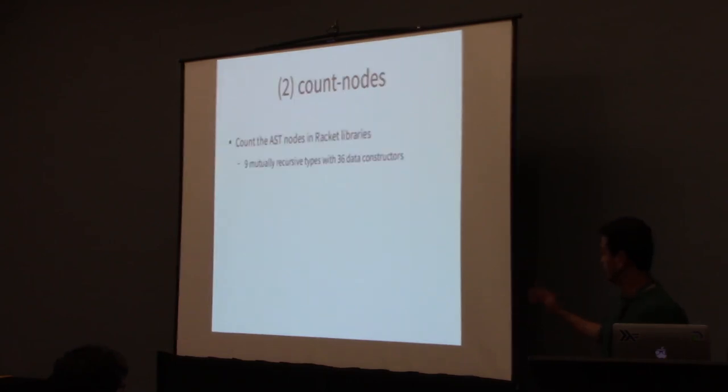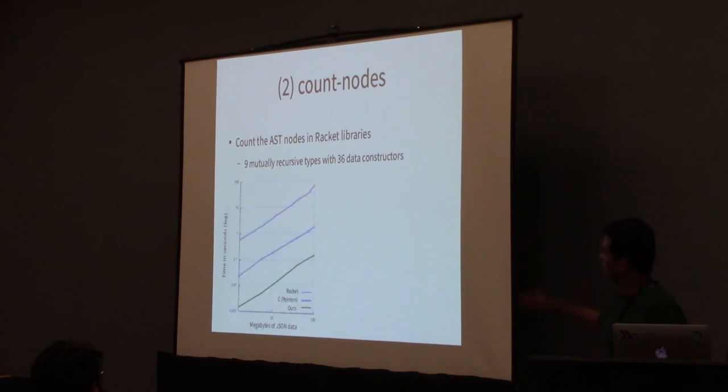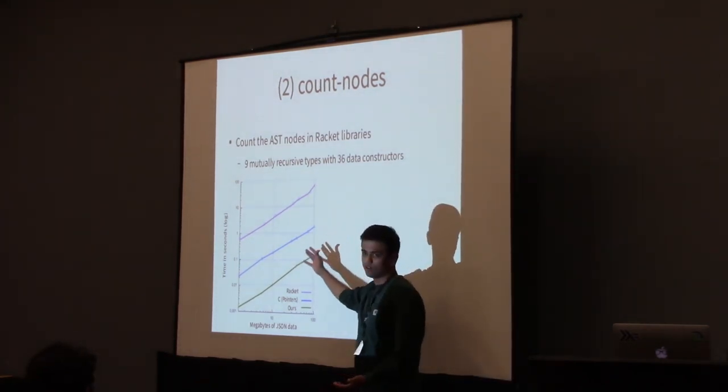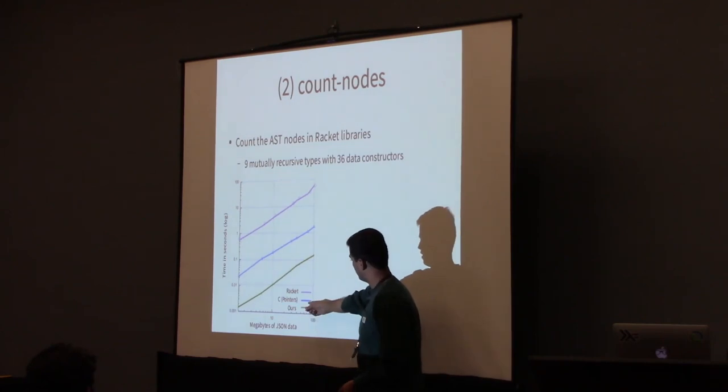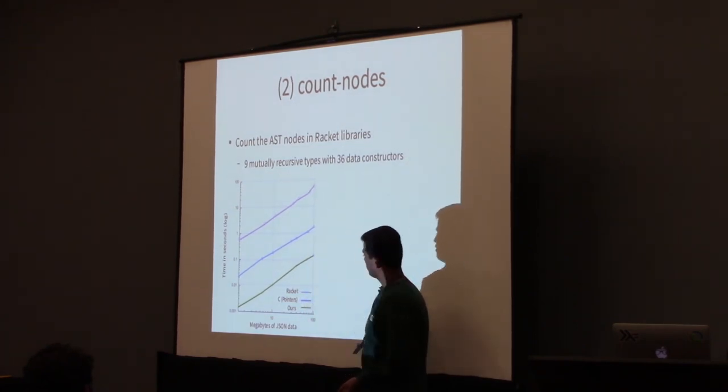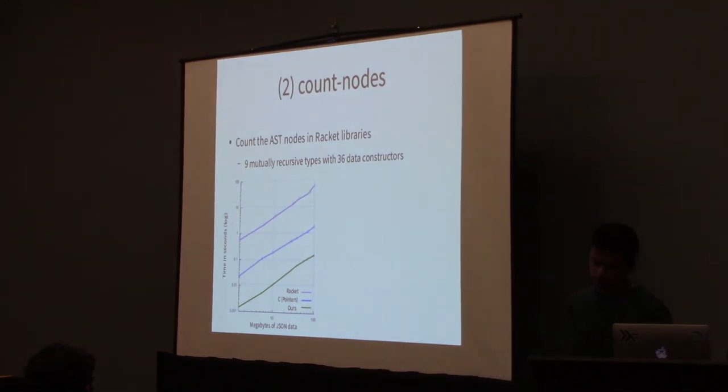This is another benchmark where we have AST nodes from a few Racket libraries, and we store their S-expression format, and we iterate through them to count the number of nodes in it. So here, the Racket is way up here, which is quite expected. This is a regular C program, which is using pointers, and this is the one using serialized representation.